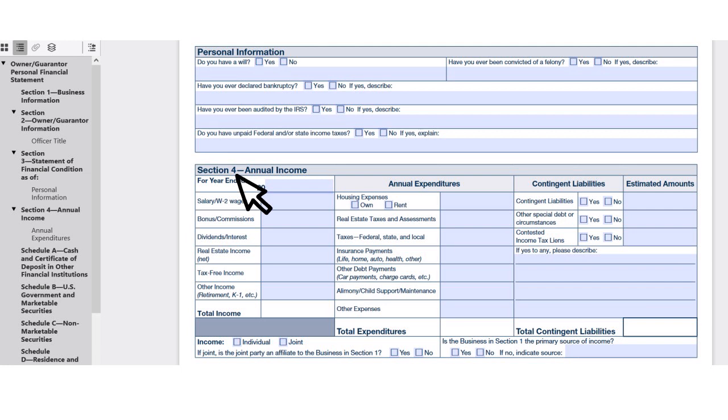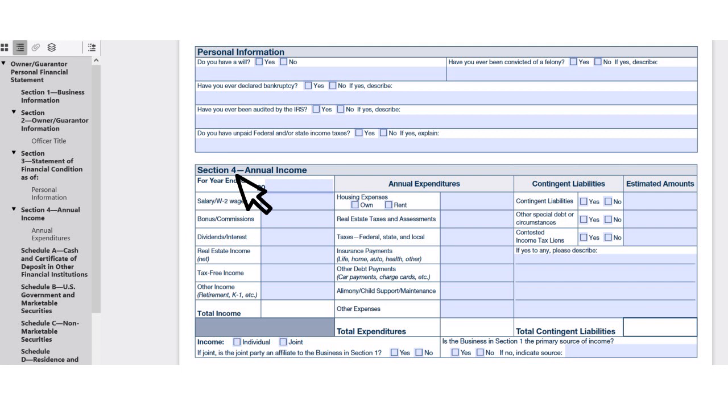So you have on one end your annual income and your annual expenditures. So an income statement is what it is. You have income and expenses. Okay. So you have to put your income, your salary, W-2 wages, bonus and commissions, dividends, interest, real estate income, tax-free income, other income. Okay. And you total everything and you put in the form there at the bottom, total income. And for expenditures, you have to put your housing expenses, real estate taxes and assessments, taxes at the federal, state and local level, your insurance payments. If you pay alimony or child support or maintenance, put that there, and other expenses. And then you put expenditures.